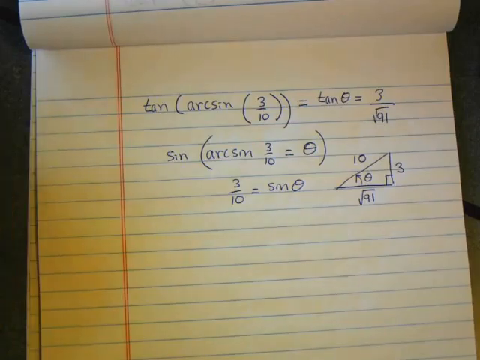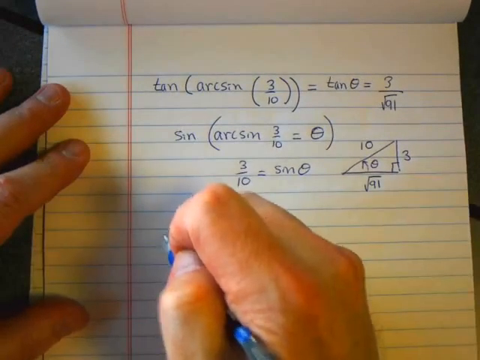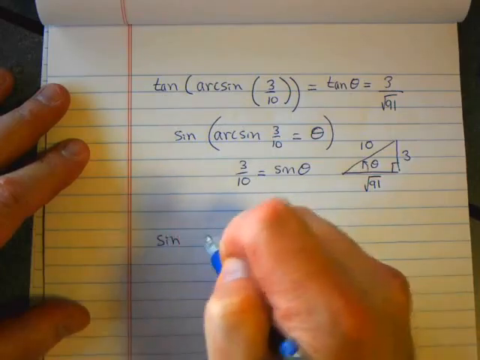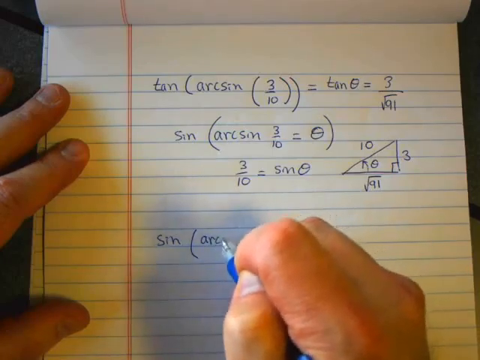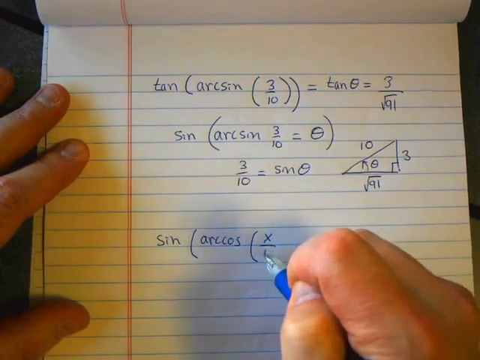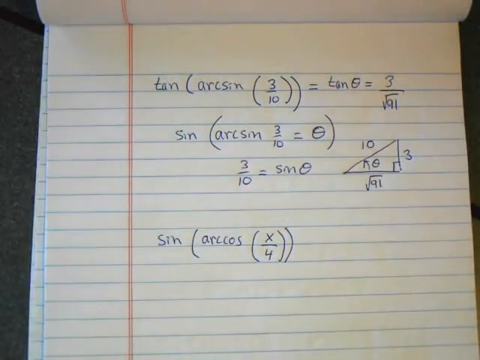All right, last one I have before I give you some problems to do. How about the sine of the arc cosine of x over 4. I don't even have to put a number there. I can put some letters in there. Make it even more exciting. X over 4. What would you do?